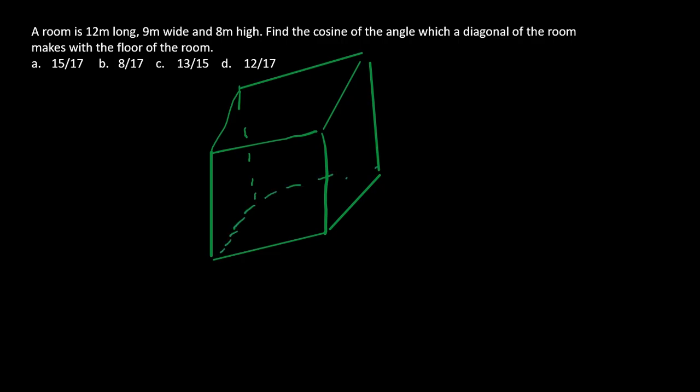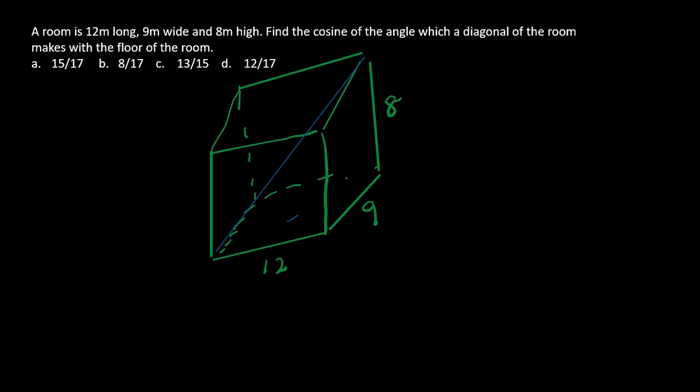According to them, if I choose that this is my length, this is going to be my width, and this is going to be my height. So they said to find the cosine of the angle which a diagonal of the room makes with the floor. If this is the floor, the base of the room, this is going to be the diagonal. It's going to come like this and stop here. That's going to be the diagonal. So they said we should find the cosine of the angle.